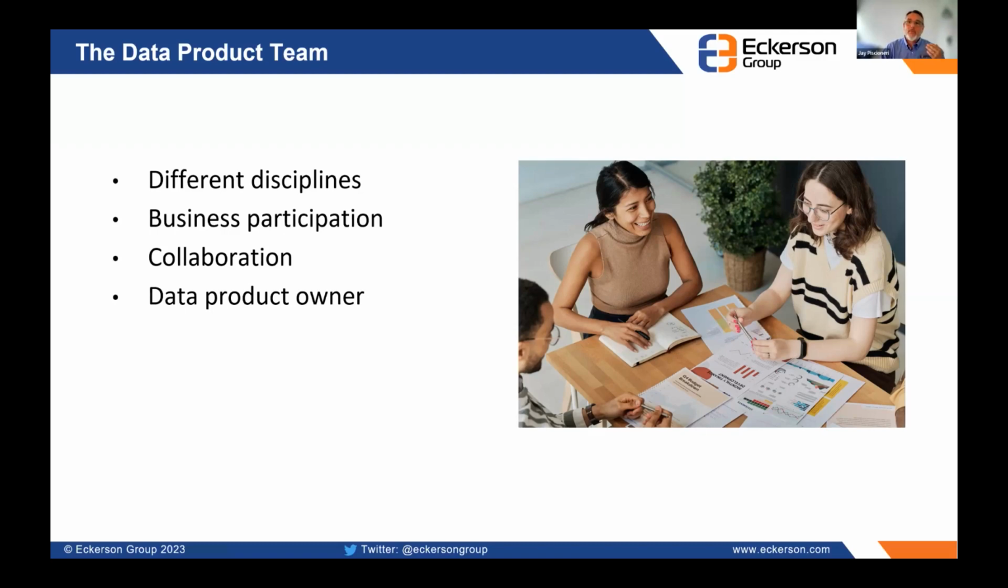This is a natural process, and that collaboration has to happen and be ready to go where it's going to take you. But you need somebody who's watching over the whole process to make sure that we're driving towards something of value. And I think that's an important aspect of the data product owner role.